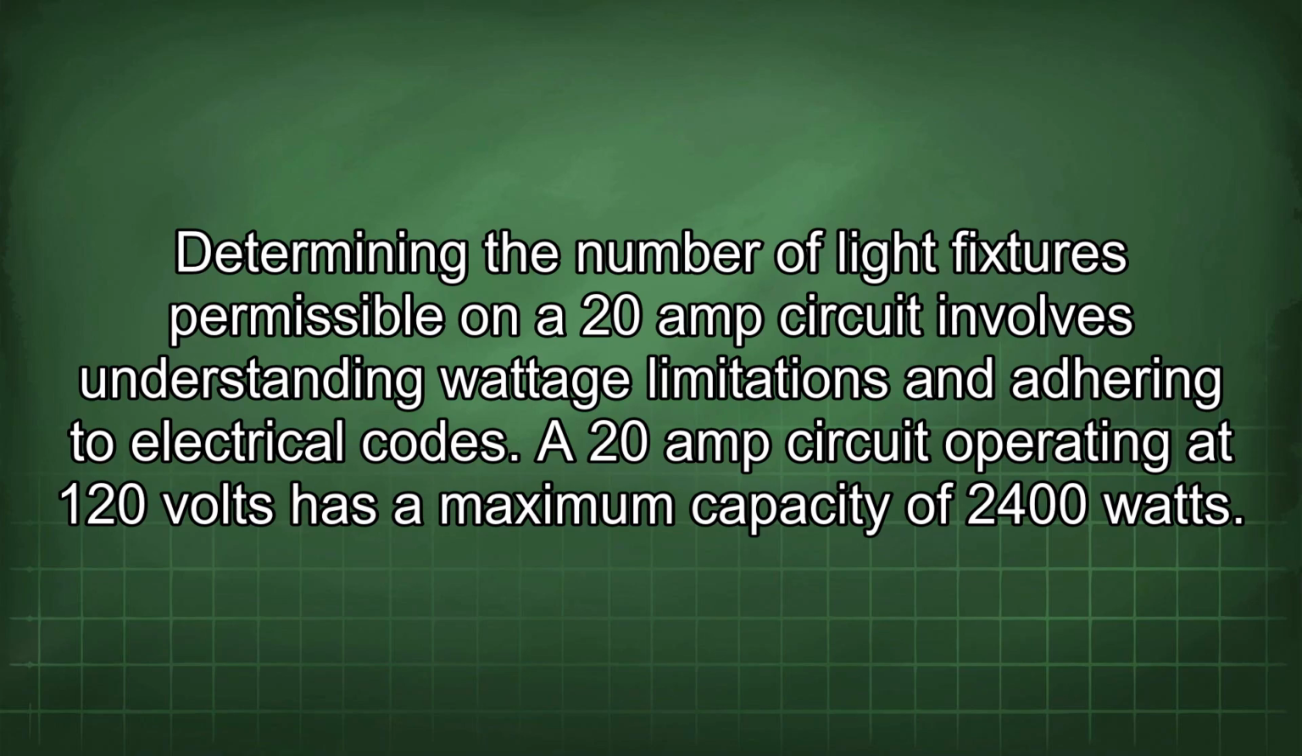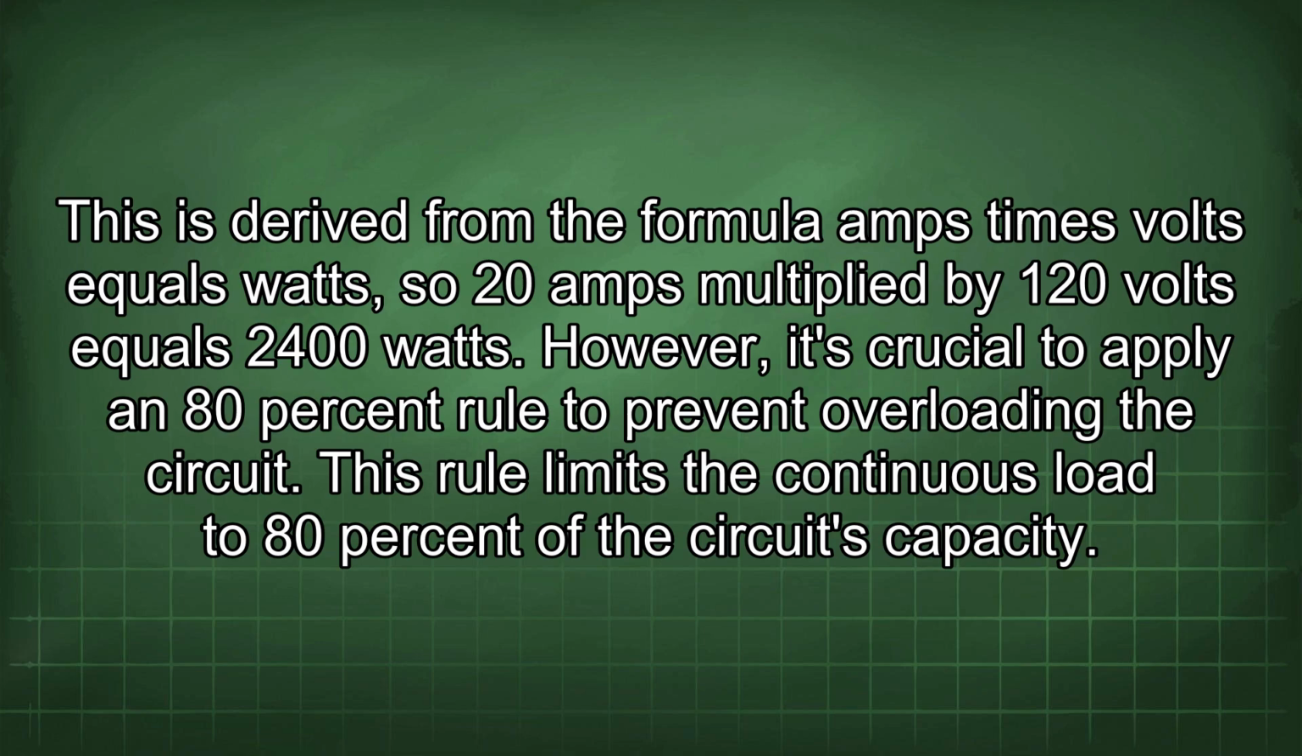Determining the number of light fixtures permissible on a 20 amp circuit involves understanding wattage limitations and adhering to electrical codes. A 20 amp circuit operating at 120 volts has a maximum capacity of 2400 watts. This is derived from the formula amps times volts equals watts, so 20 amps multiplied by 120 volts equals 2400 watts. However, it's crucial to apply an 80% rule to prevent overloading the circuit.